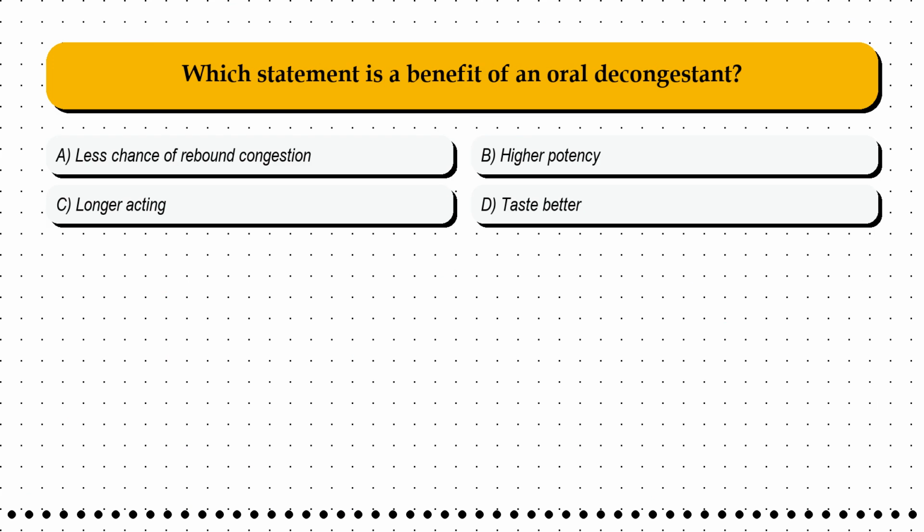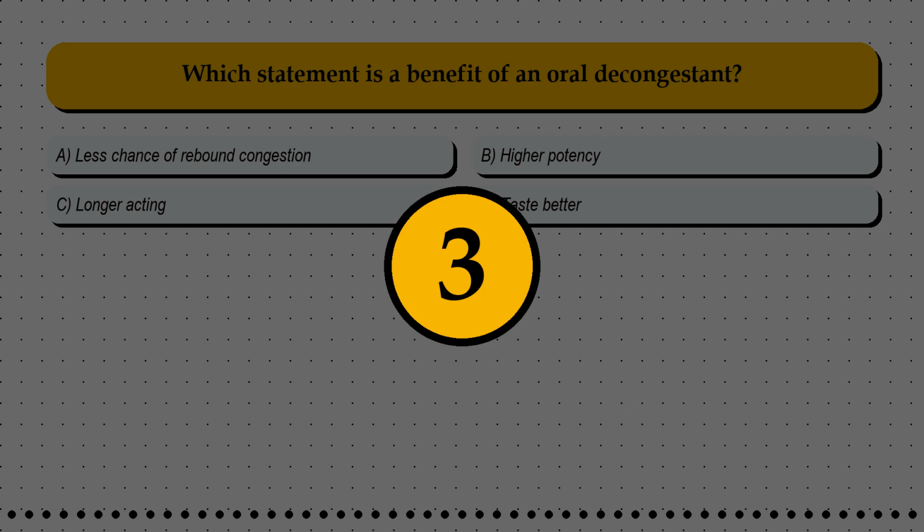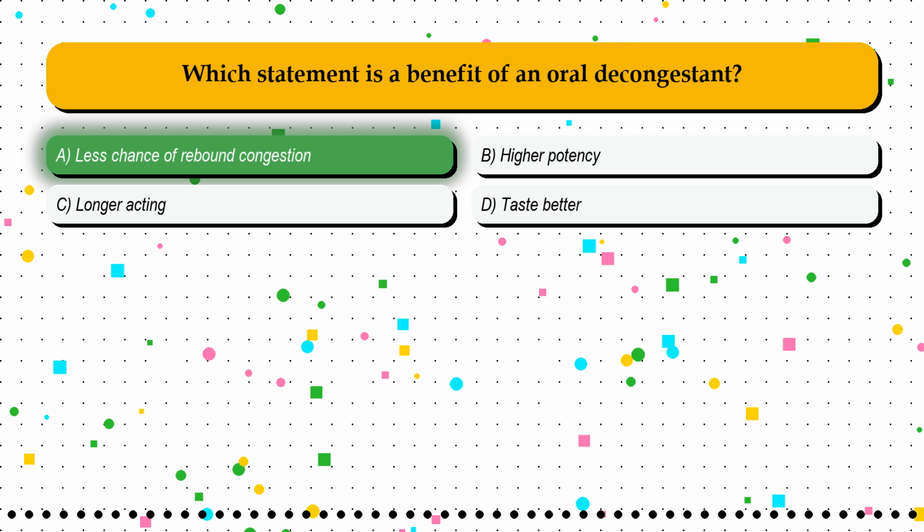Question 277. Which statement is a benefit of an oral decongestant? Option A. Less chance of rebound congestion. Option B. Higher potency. Option C. Longer acting. Option D. Taste better. The correct answer is option A. Less chance of rebound congestion.